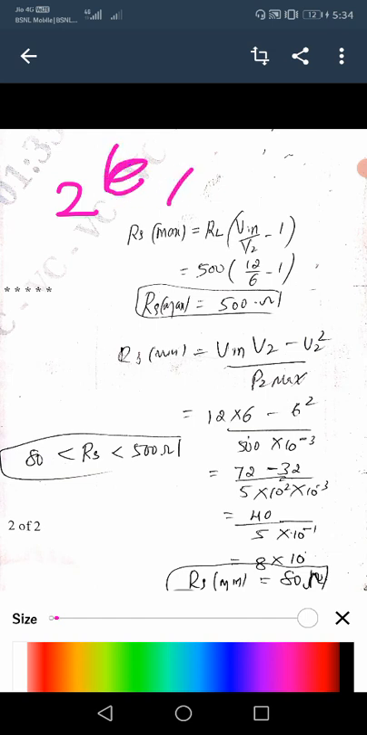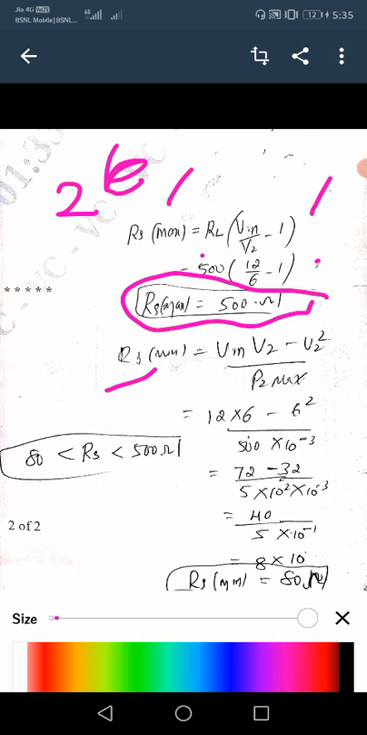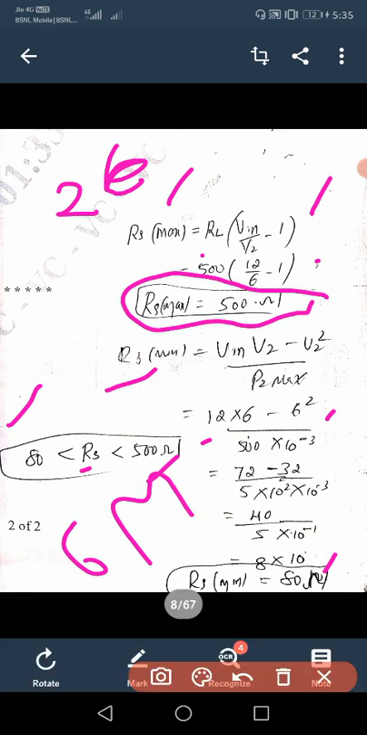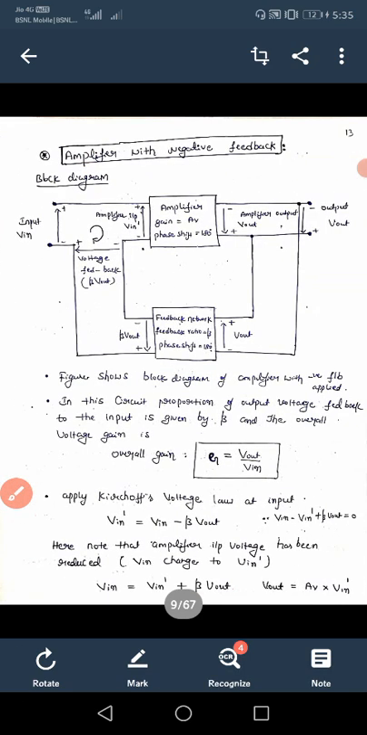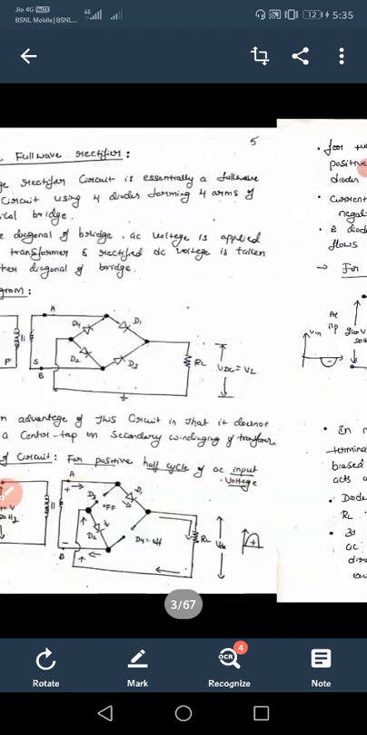So for RS maximum, use the formula. Apply the given values, and you are going to get RS as 500 ohm. For RS minimum, apply Vin and Vz, and if you apply all this, you are going to get 80 ohm. So RS is greater than 80 and less than 500 ohm. This is the correct answer. Only if this is the case, you are going to get the full 6 marks. Okay, so you can see this again if you want. This is question 1B.